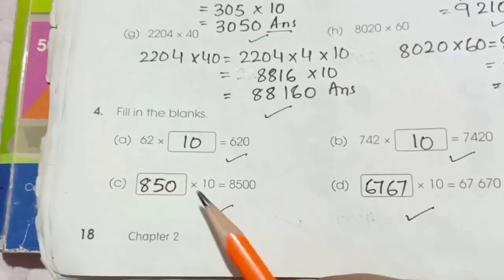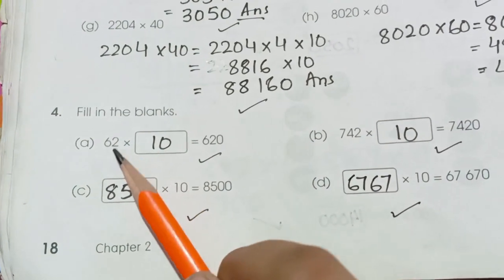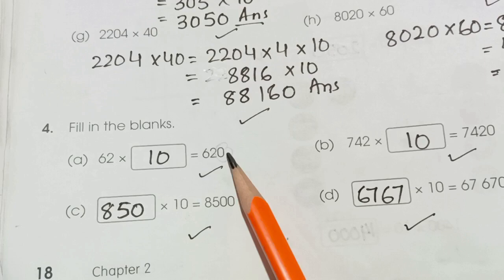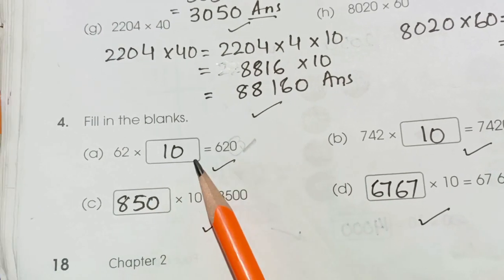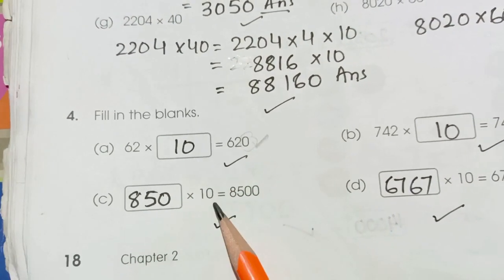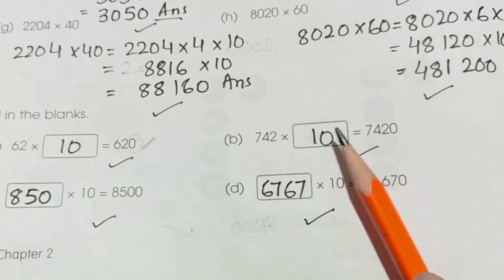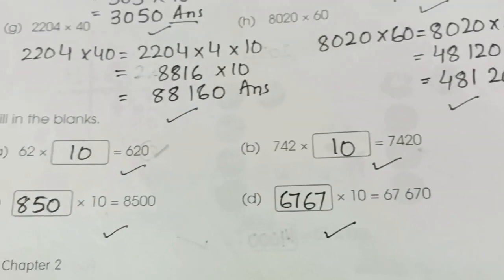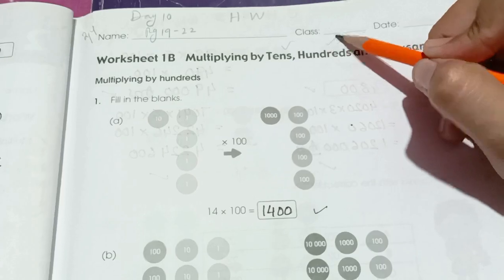Here we have to write 10 or the number. If we see that 62 multiplied by, here we have only adding a 0, it means it is multiplied with 10. 850 multiplied by 10, 742, only adding a 0, it means it is multiplied with 10. Worksheet number 2, multiply by 10 we have done. Now we are doing multiply by 100.